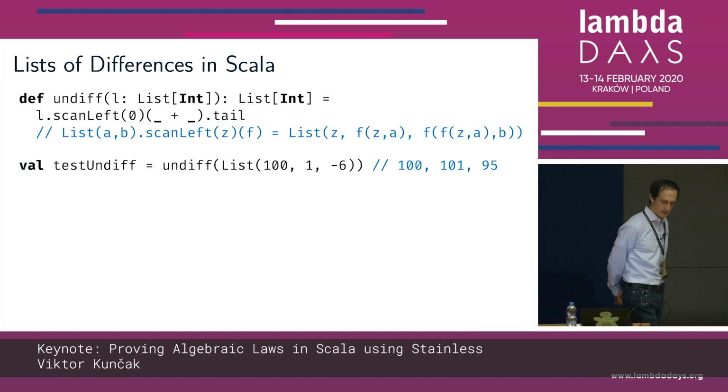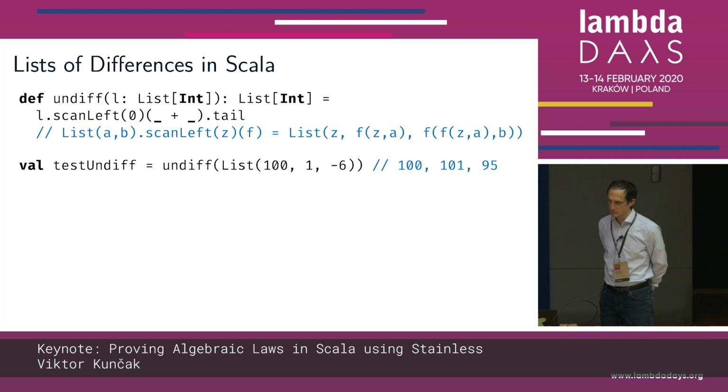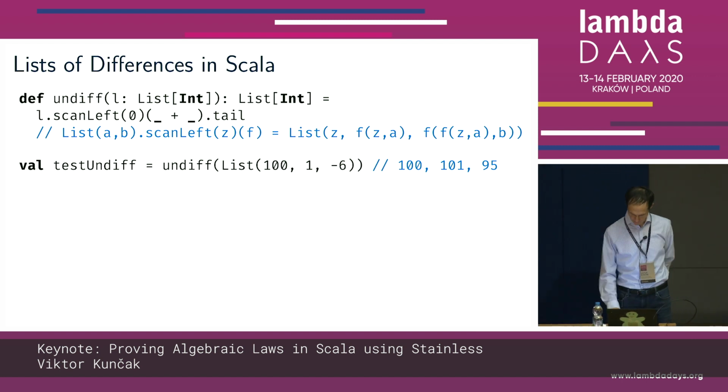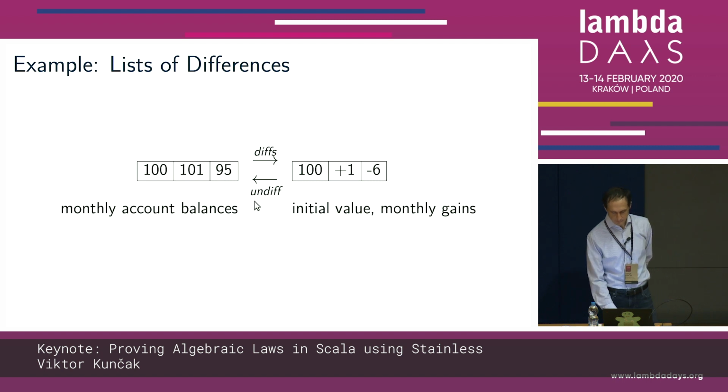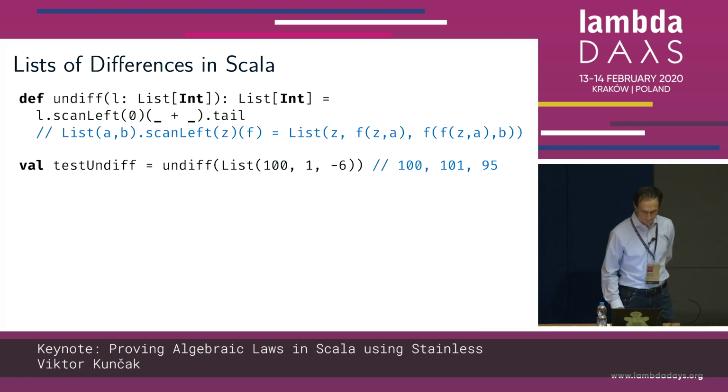One way to think about it is that there are 2 processes here. One we can call diffs to compute these differences, and the other one we can call undiffs. Similarly, once we have the initial element and these differences, then we can compute the actual monthly balances by simply adding the difference to the previous element. So let's try to write down this undiff function first.